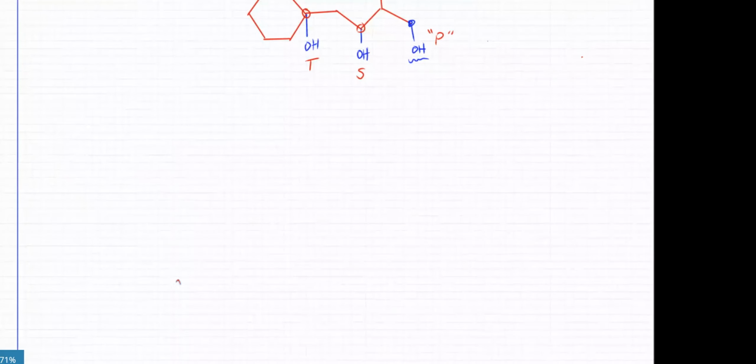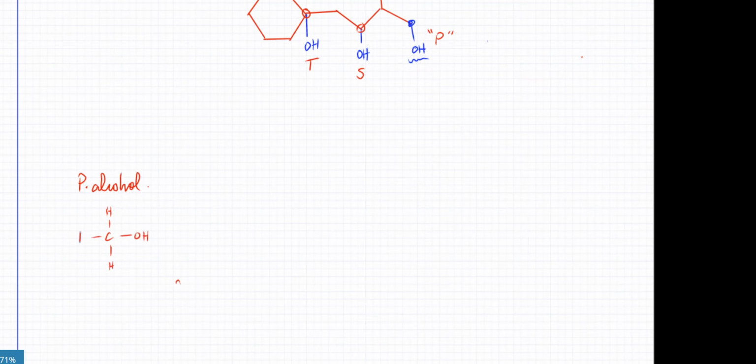So a primary alcohol, whenever you have a primary alcohol, and we are talking about its oxidation. So this is a primary alcohol. It's got a carbon with two hydrogens and it's got an OH, and there's a carbon chain. Okay, that's my primary alcohol.